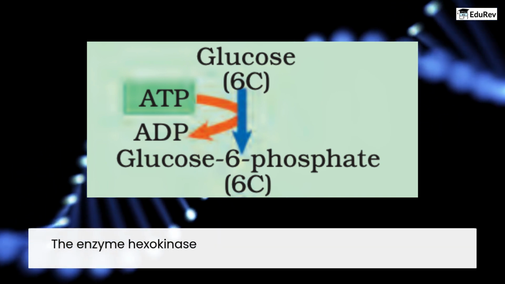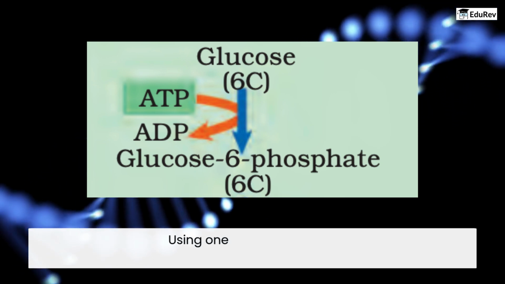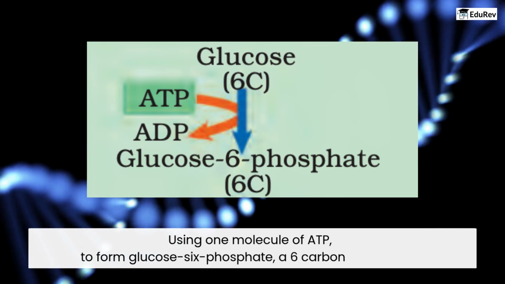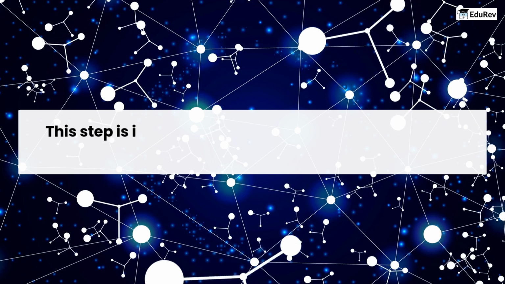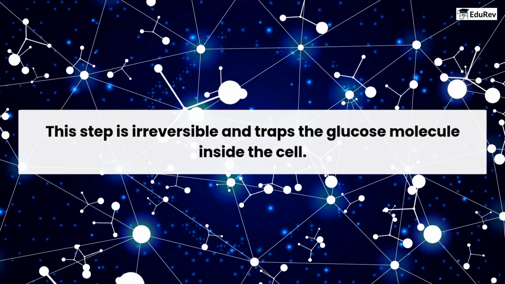The enzyme hexokinase catalyzes the phosphorylation of glucose, using one molecule of ATP to form glucose 6-phosphate, a 6-carbon compound. This step is irreversible and traps the glucose molecule inside the cell.